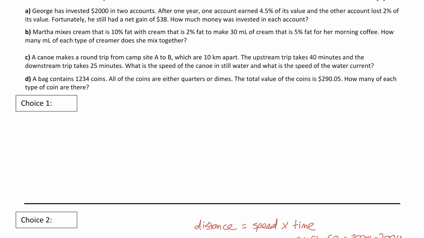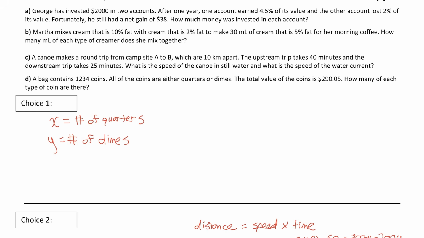The last question says a bag contains 1,234 coins. All the coins are either quarters or dimes. The total value of the coins is $290.05. How many of each type of coin are there? So we want to know two things. I'll make X the number of quarters and Y the number of dimes.